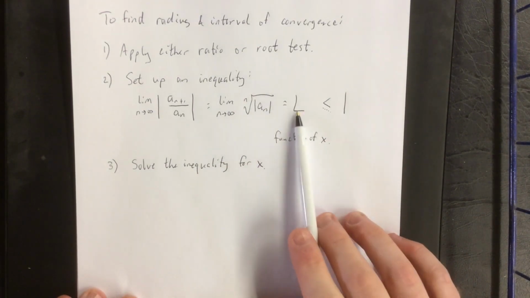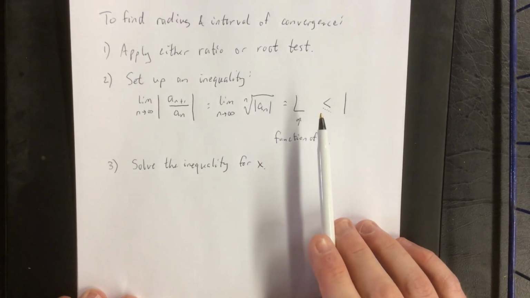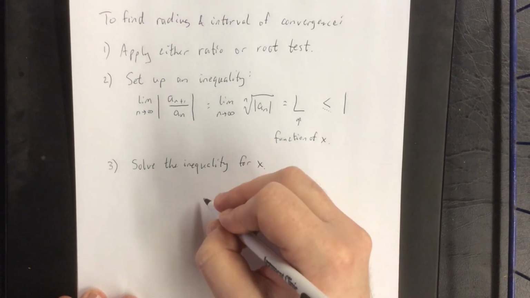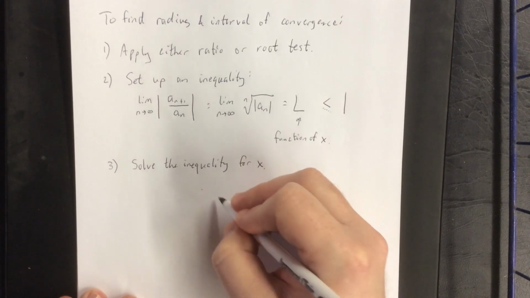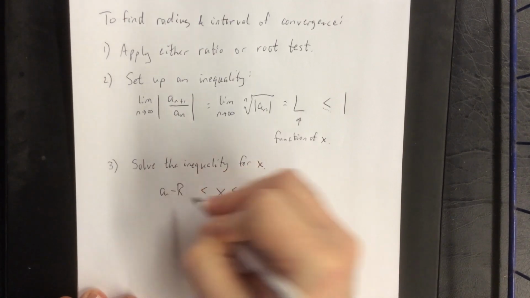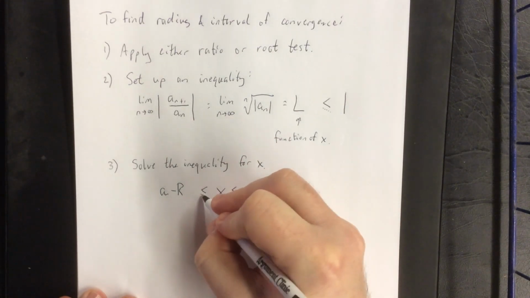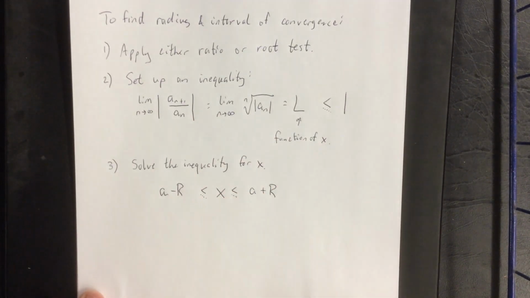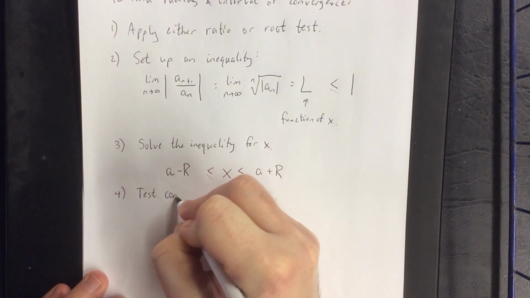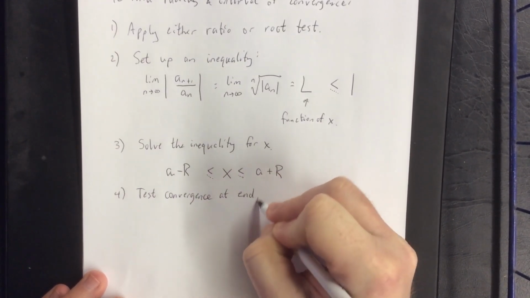Now, in the event that the x has vanished for this and we have just a number, then you'll be able to draw a conclusion about whether it converges for all real numbers x or at just x equals a. Otherwise, chances are pretty good you are going to get something of the form x is between a minus r and a plus r, whatever numbers those happen to be. And we also have the possibility that it could converge at the two endpoints. So with that in mind, we are also going to test the convergence at the endpoints.